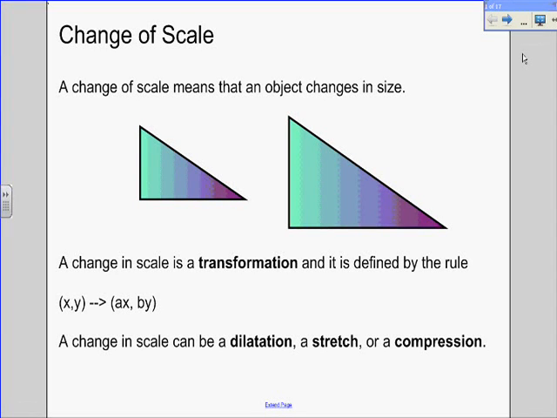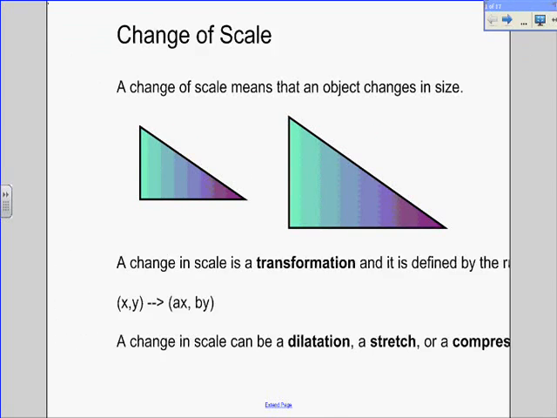In our video today, we're talking about changing our scale. Change of scale is another type of transformation, like the transformations that we've learned about before.